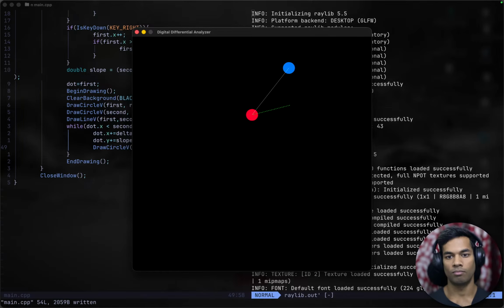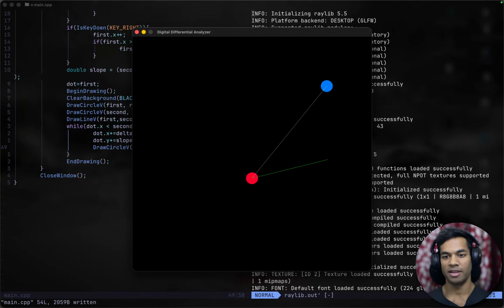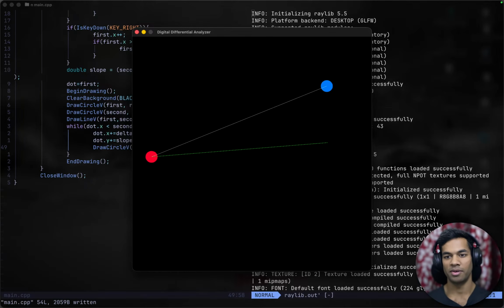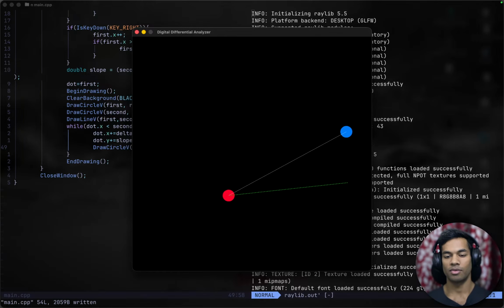Hmm. That is not even close. Okay, why is that going way off the mark? That is going way off the mark. That is not even close.